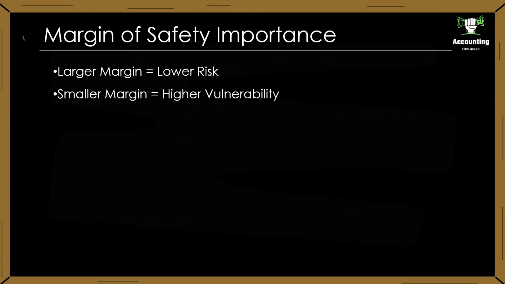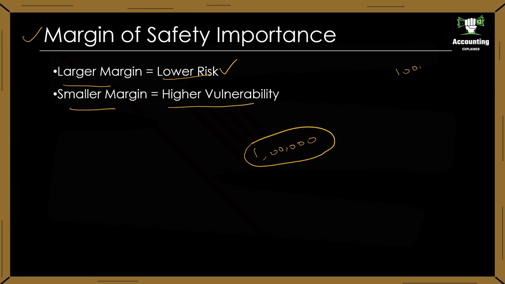Importance of margin of safety. Larger margin, lower risk. The difference between actual sales and the break-even sales is the margin of safety. If that difference is 1 lakh, that is a larger margin, right? So we can say the business is at lower risk. Smaller margin, higher vulnerability. If the difference is only 1000 rupees or negative, then it has higher risk, because the business is going towards losses. Therefore, break-even and margin of safety analysis help set sales targets, price products, assess new projects, and plan strategically. They are crucial tools for informed business decisions.